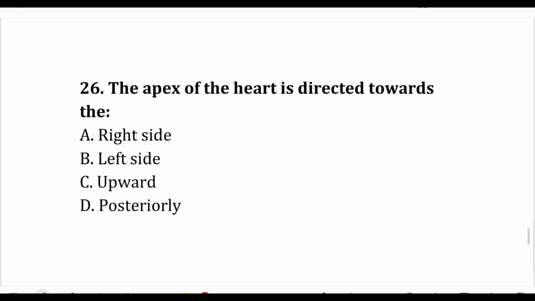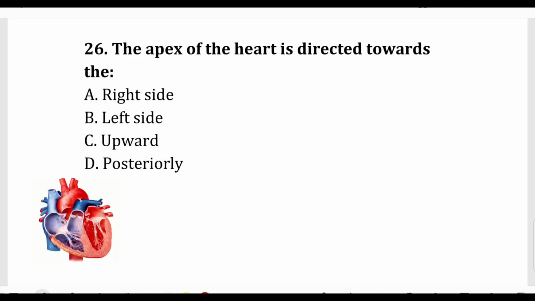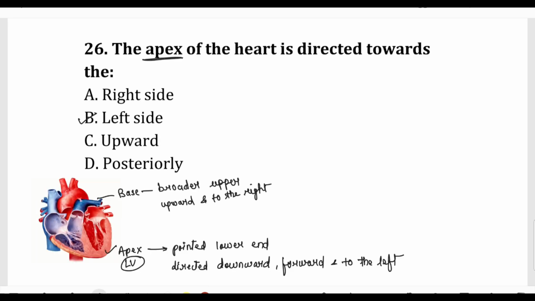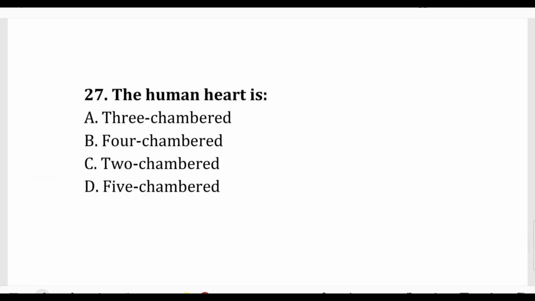Question number 26. The apex of heart is directed towards the A. Right side, B. Left side, C. Upward, D. Posteriorly. Let's understand this concept with the help of a diagram. Bachcho, if we see the structure of heart, the upper broader portion is known as the base, which is directed upward and to the right. It is mainly formed by the left auricle and a little contribution by the right auricle. And the lower end is known as the apex of heart. It is mainly formed by the left ventricle. It is directed downwards, forward and to the left. Apex of heart is directed towards the left side. The answer is B.